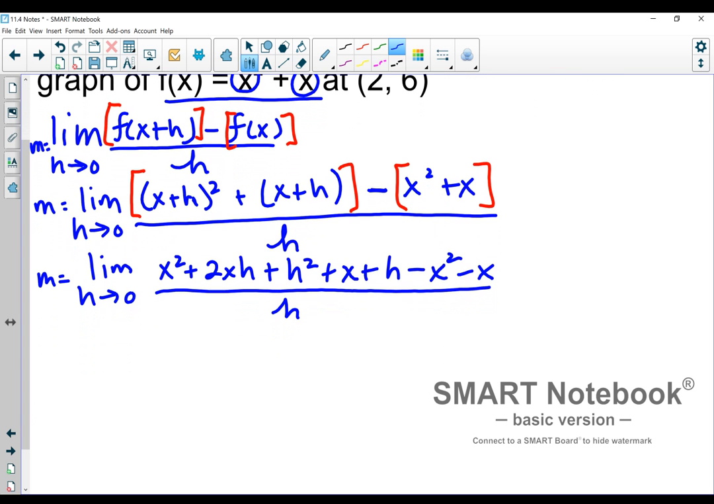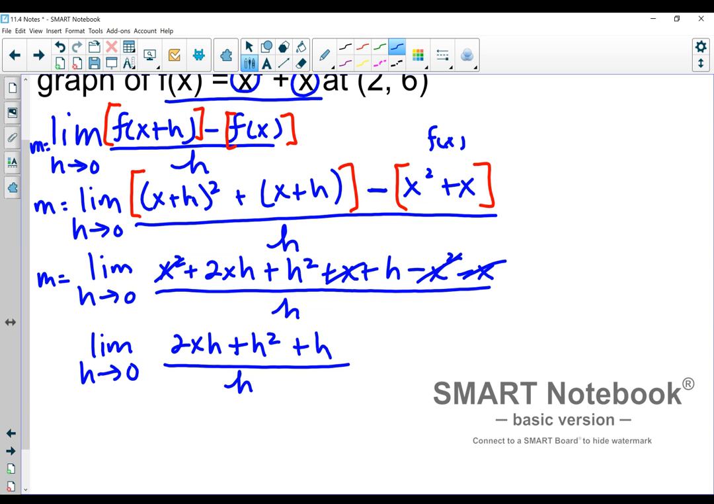Remember from first quarter, we know that everything over in this f of x part should zero out. So I have an x squared minus an x squared. I have an x minus an x, so that looks good. So we have the limit as h goes to 0 of 2xh plus h squared plus h, all over h.